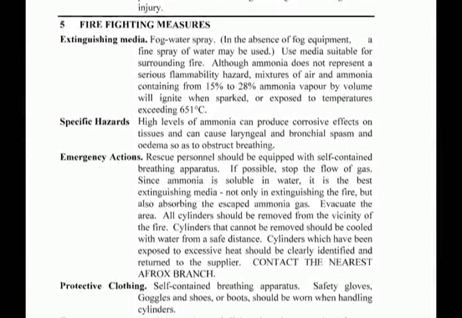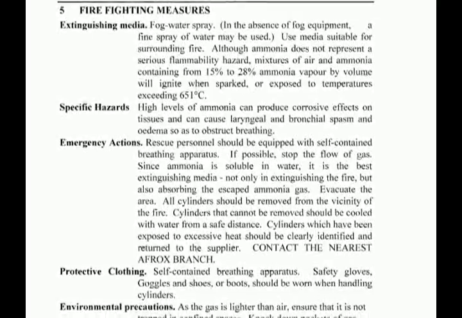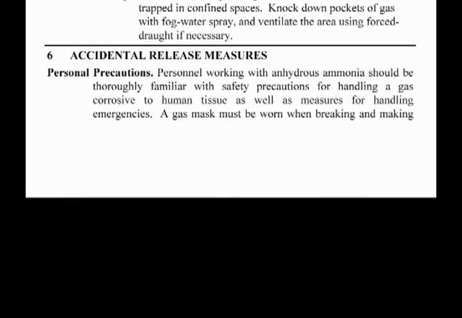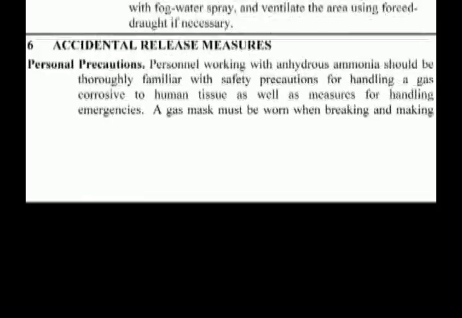Section 5 is for firefighting measures. This section describes the fire and explosive properties of a chemical, as well as firefighting instructions and extinguishing media. Section 6 describes accidental release measures. It provides information on how to prevent adverse effects on people, property, and the environment, as well as cleanup information.